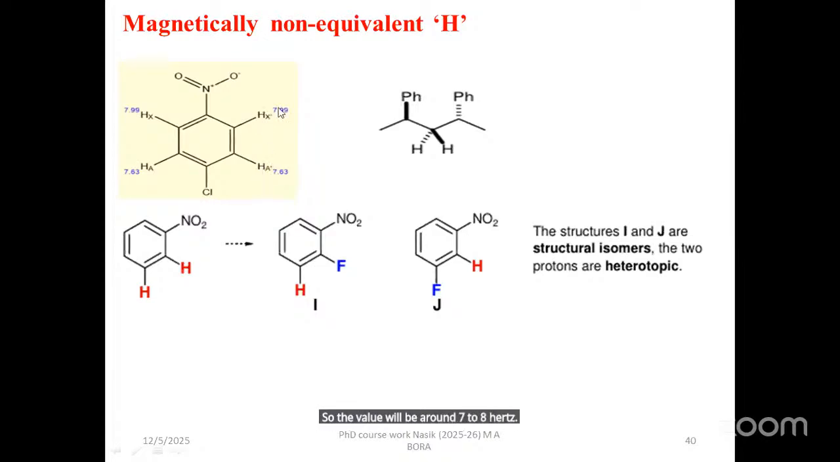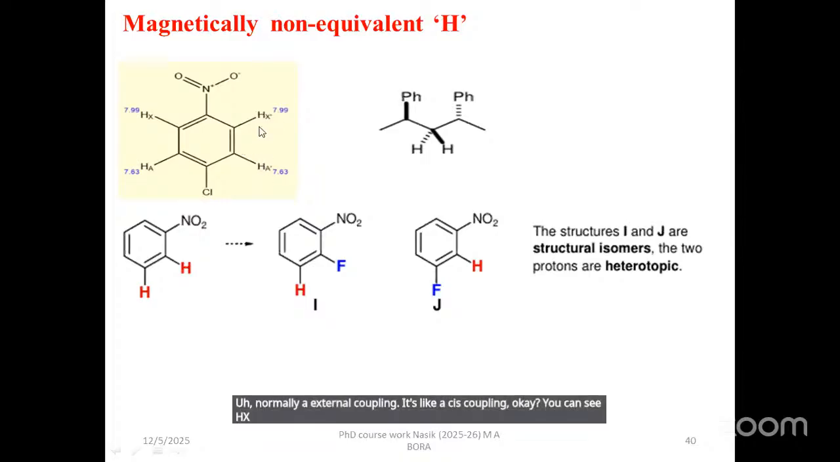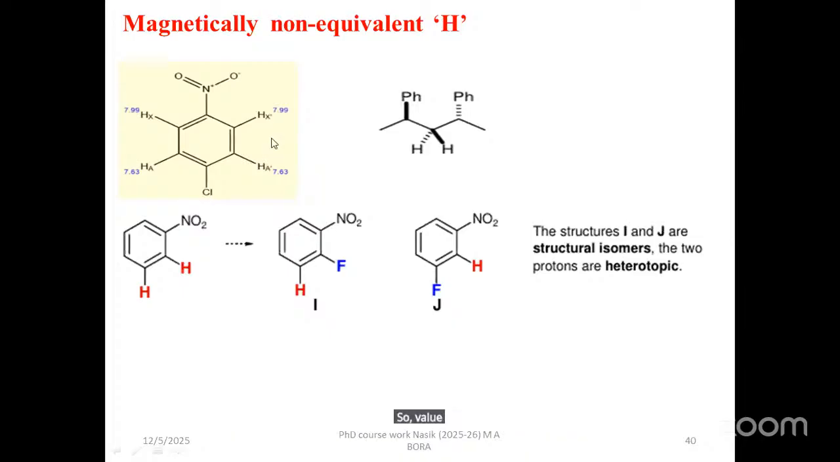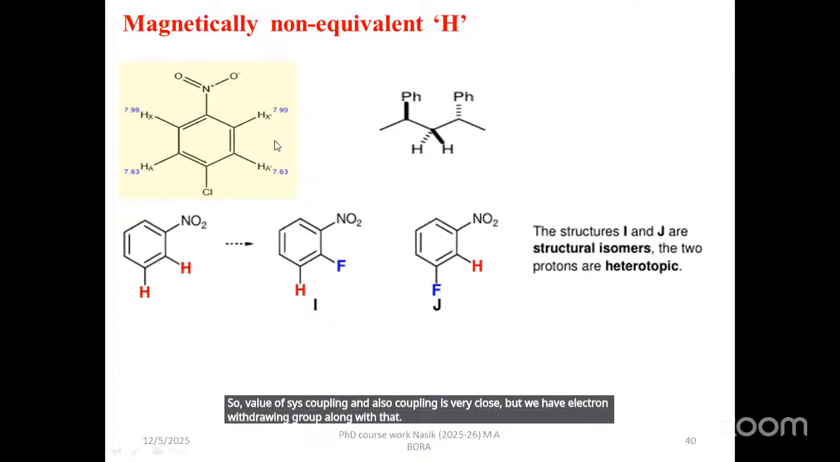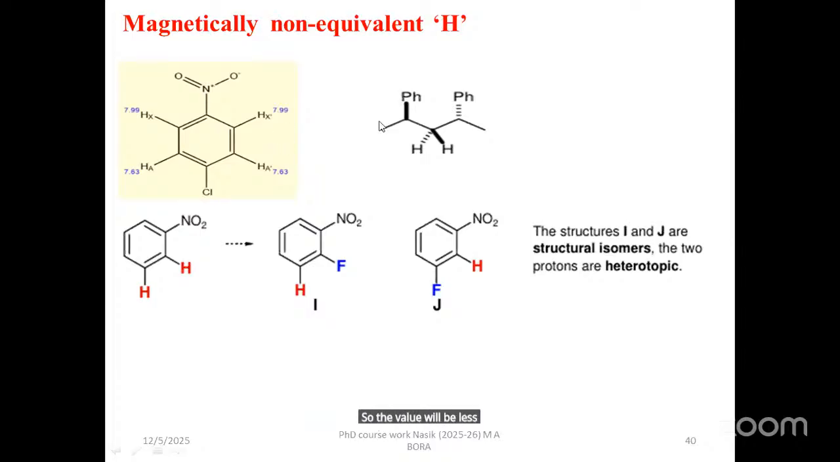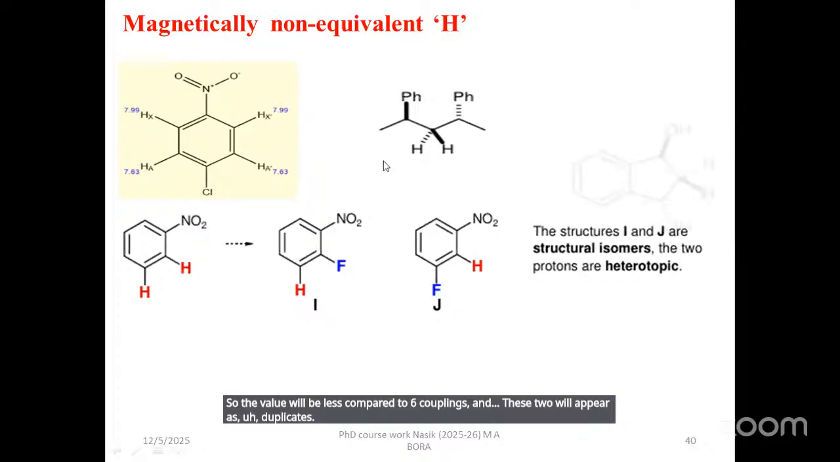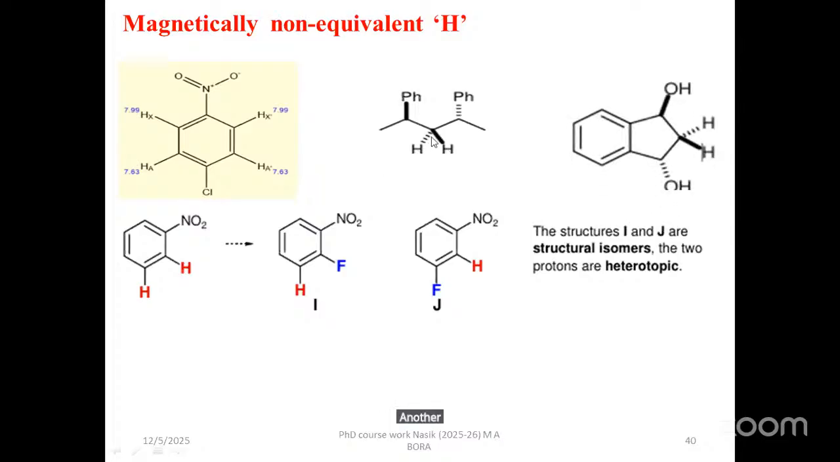It's normal vicinal coupling, like a cis coupling. You can see HX and HA are cis with respect to each other, at 0 degree. So the values of cis coupling and ortho coupling are very close, but we have an electron withdrawing group along with that, so the value will be less compared to cis coupling, and these two will appear as a doublet.